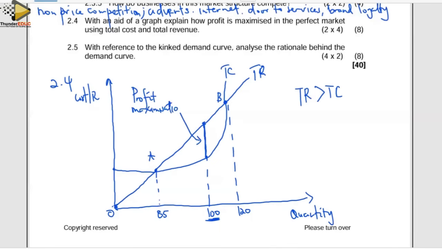Then question 2.5 says, with reference to the kinked demand curve, analyze the rationale behind the demand curve. I'll explain the kinked demand curve so that you can understand the sense behind it. This is our question number 2.5, relating to the kinked demand curve. Our kinked demand curve looks like this.